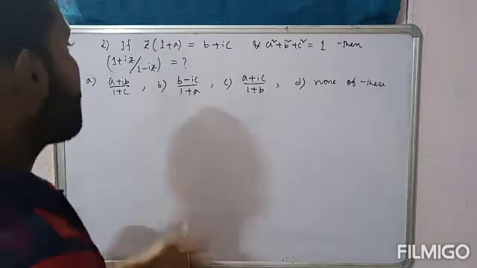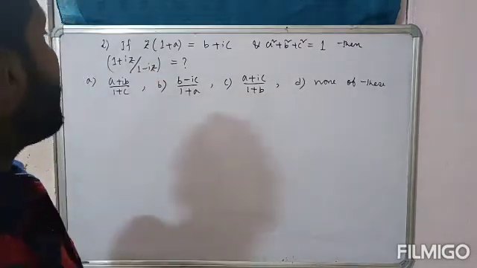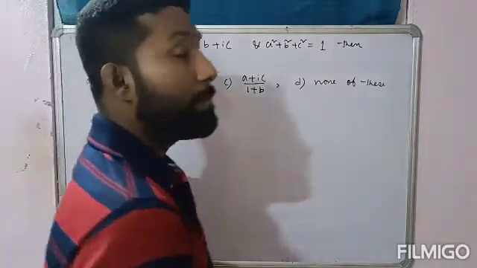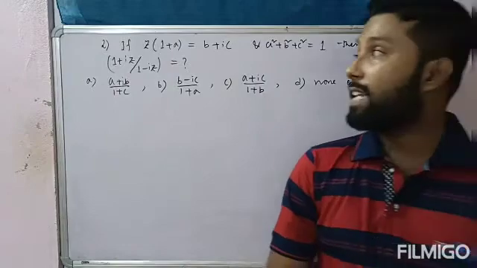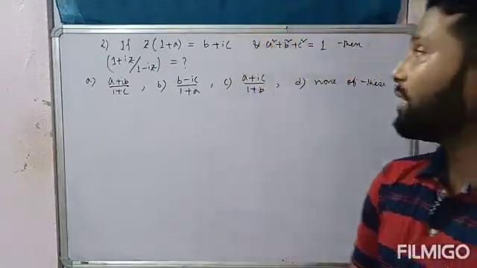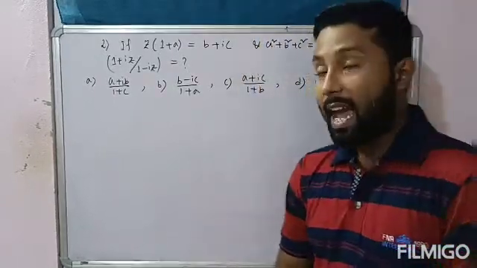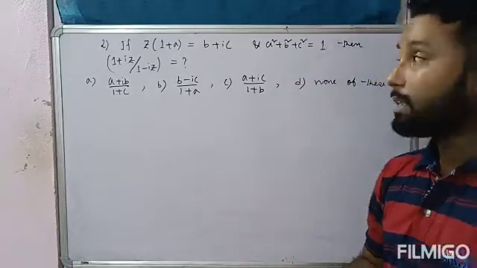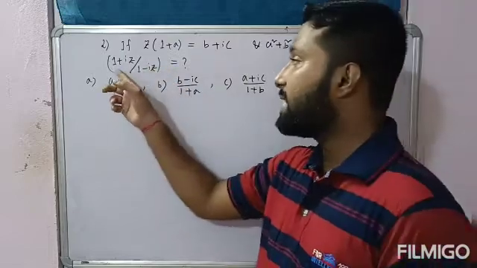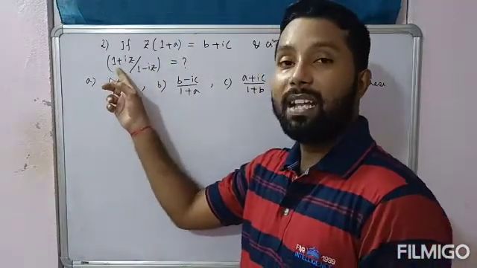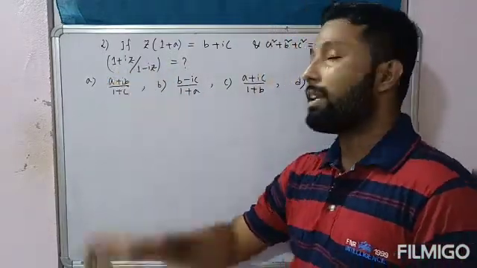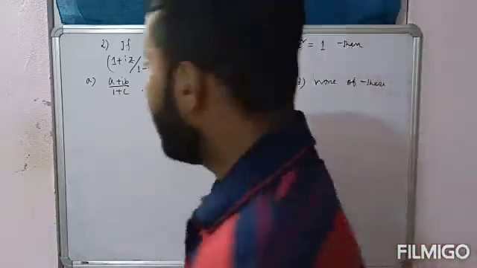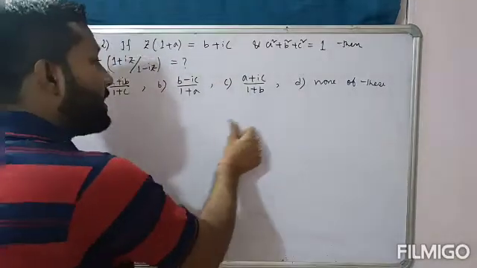So take a look at the next question. If z into 1 plus a is equal to b plus ic, and a square plus b square plus c square is equal to 1, then find the value of this expression, 1 plus iz divided by 1 minus iz. We have to find the value of this expression. Alright, so these are the options given here.